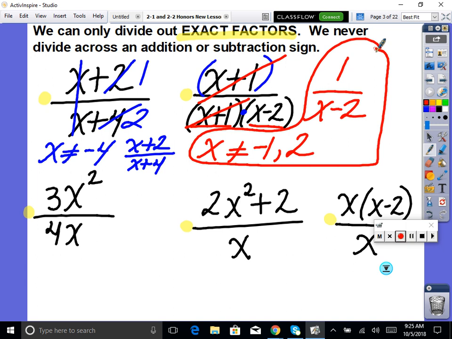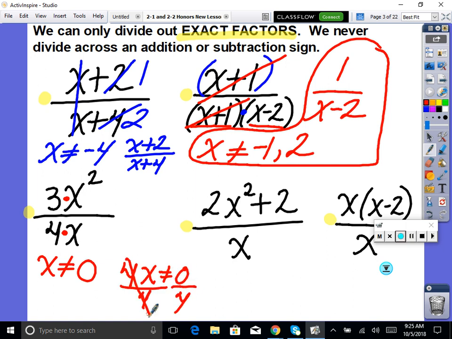Okay, let's look at this one. We can divide across multiplication, but not division. My restriction here is x cannot equal 0. Now, a lot of times people want to put in -4, which is natural to feel at first. But just remember, you'd say 4x cannot be 0. Now divide by 4, so x can't be 0.